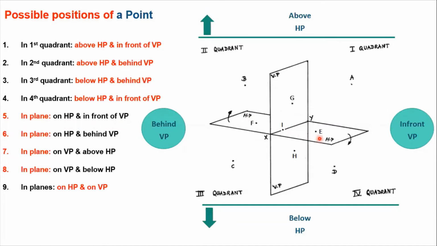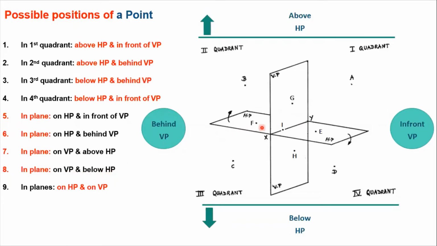Now after point E, we will define point F. Point F is behind VP and it is in HP. So we can say it is on HP and behind VP. Now the next point is on VP and above HP. We have defined this point G, which is above HP and on VP itself. So this is your point G. Next is point H, which is on VP but below HP. So we can define it as on VP and below HP.